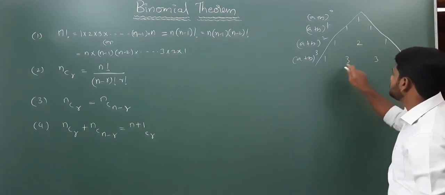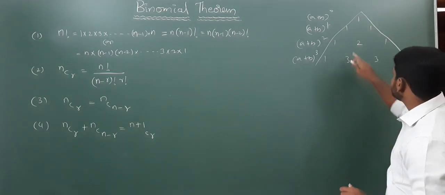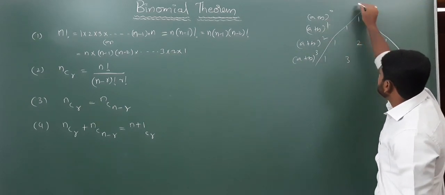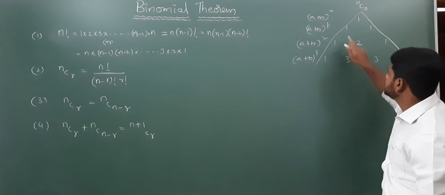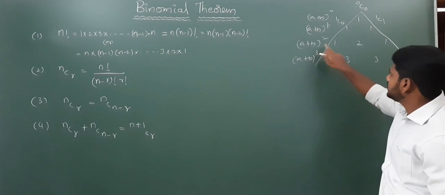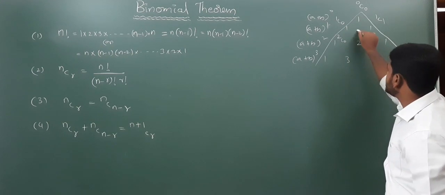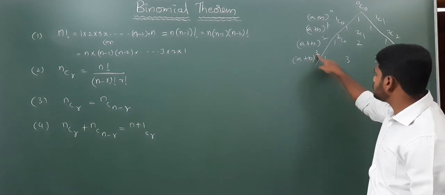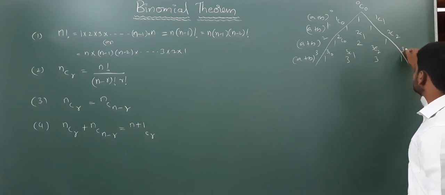Next 1 plus 2 is 3, next 1 plus 3 is 4, next 1 plus 4 is 5, like that it will continue. You already learned that. Now, when do we get these values? If it is (a plus b) whole power 0, that value 1 we get from 0c0. If it is (a plus b) whole power 1, these values we get through 1c0 and 1c1. If it is (a plus b) whole square, we get 2c0, 2c1, and 2c2.